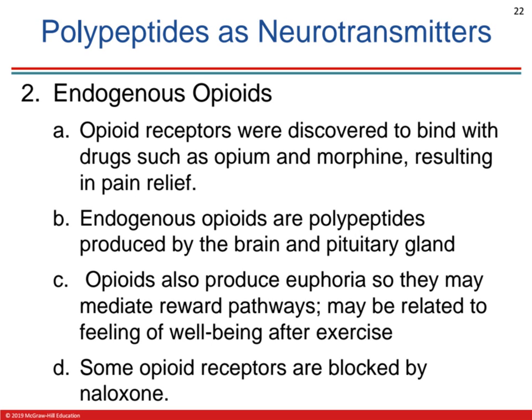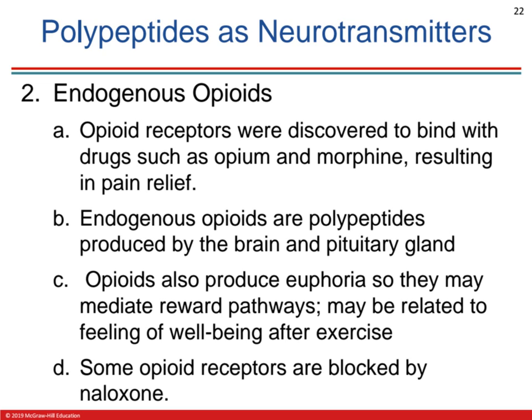Also within this group of polypeptides would be endogenous opioids. So you have opioid receptors in your body, in the central nervous system in particular. These receptors bind to certain drugs such as opium and morphine, and this results in pain relief. So we first knew historically about these exogenous agents, in other words, agents from outside of the body that would have these effects. And then later on, scientists found the endogenous opioids.